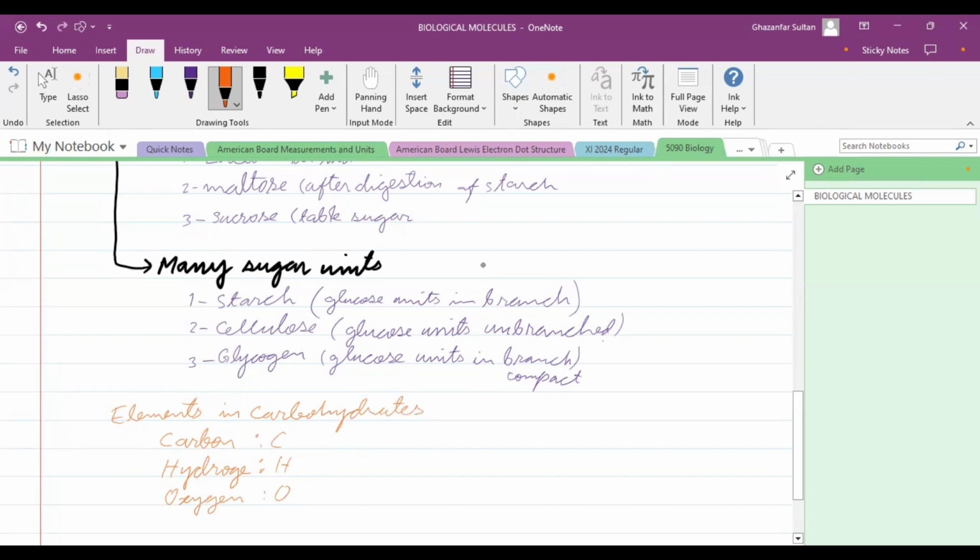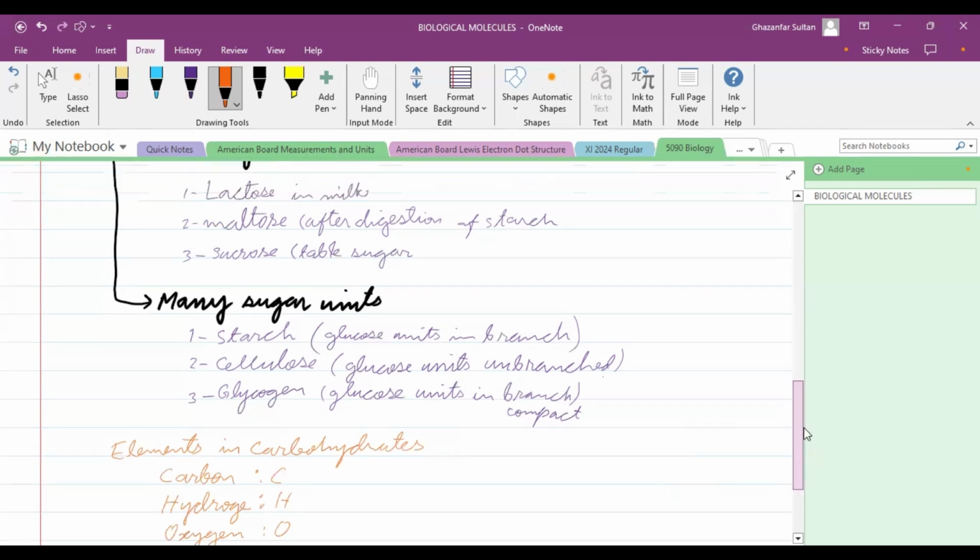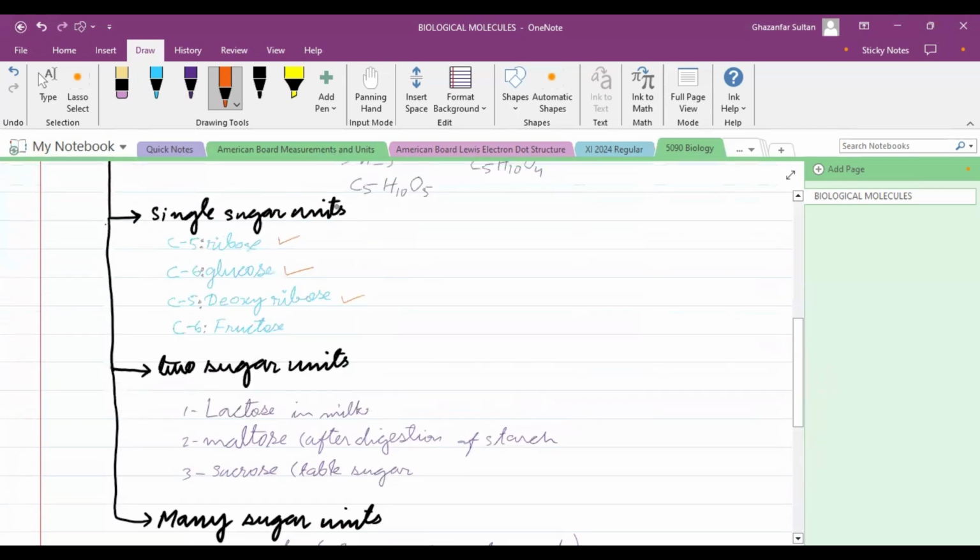If you see the formula of glucose, it is C6H12O6. So these three elements are present. Formula of ribose, as I have already mentioned, it is C5H10O5. Again, these three elements are present.